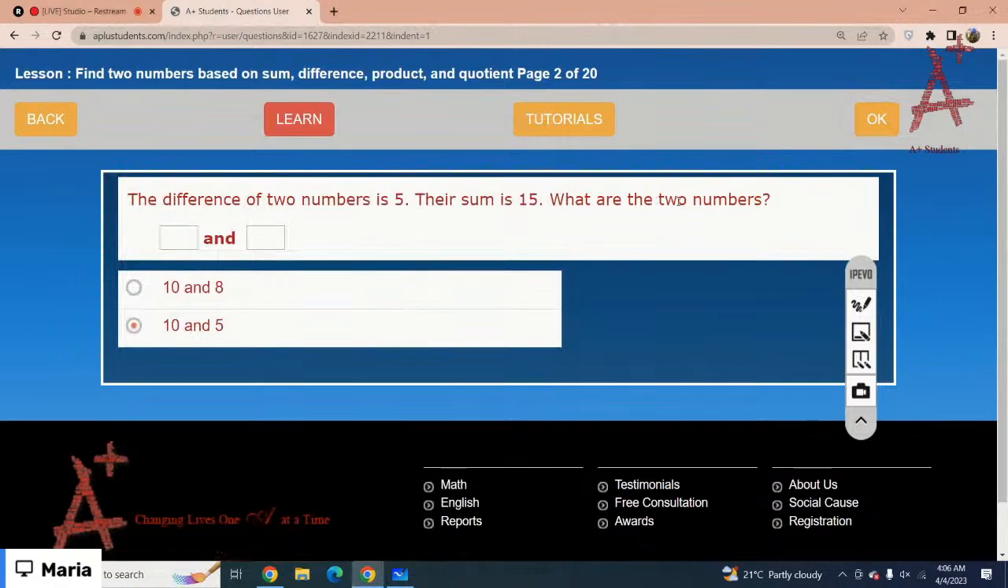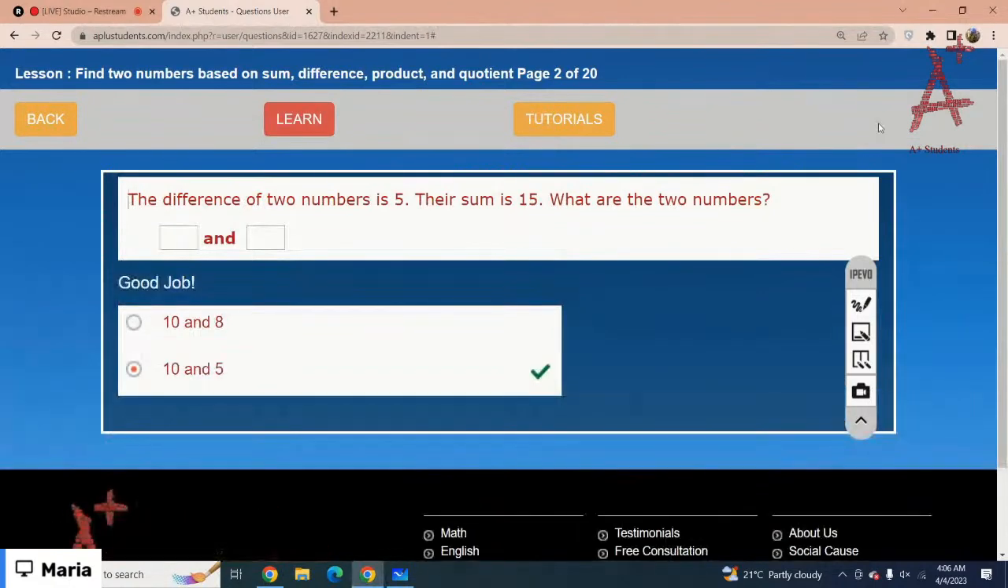So option number 2 is the correct option. Just select the correct option and click on the OK button.